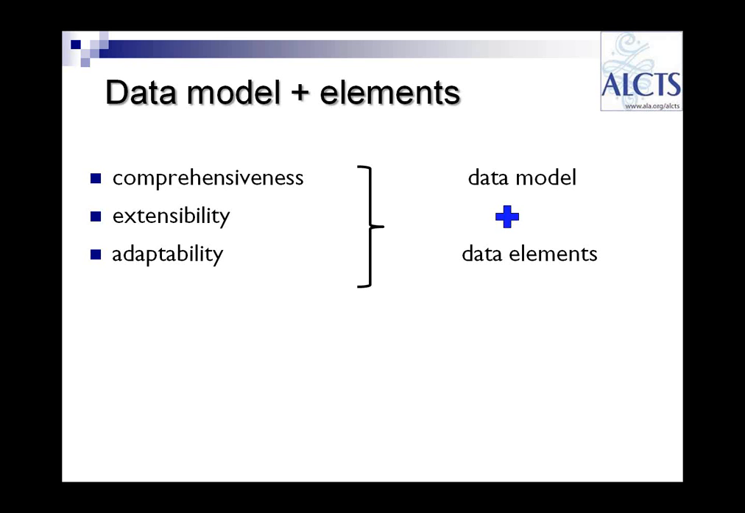Now, the data model is important, having this explicit data model that we can actually see and review and look at. RDA also has a particular use of the word elements as data elements, and we'll look at that in a little bit more. And it's the combination of data model and data elements that supports RDA's ability to achieve the objectives of comprehensiveness, extensibility, and adaptability.